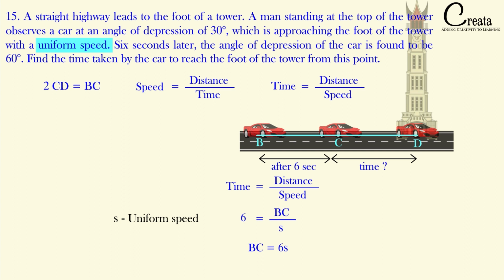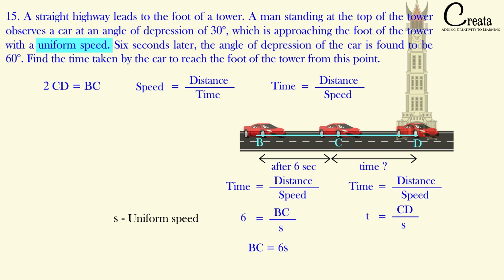Further, let's also apply the same formula of time to the distance CD. Time is equal to distance upon speed. Let's take the time as t, the time that we have to calculate, and the distance as CD. And what is the speed? The speed of the car is uniform from the point B to D. The speed at which the car is traveling from B to C is the same speed at which the car is traveling from C to D. So again the speed will be S, the same speed that we have used in the first case.